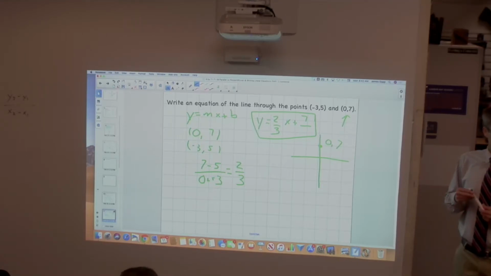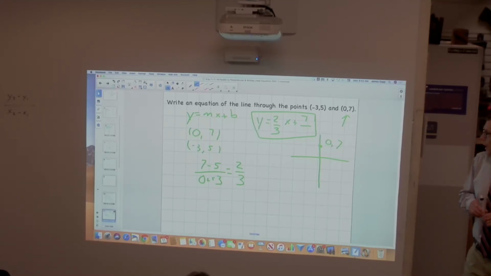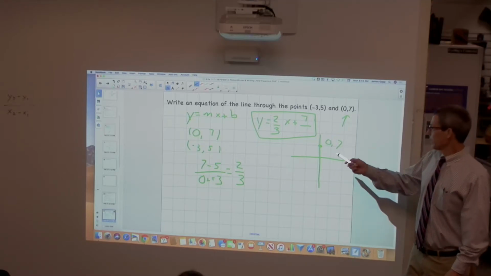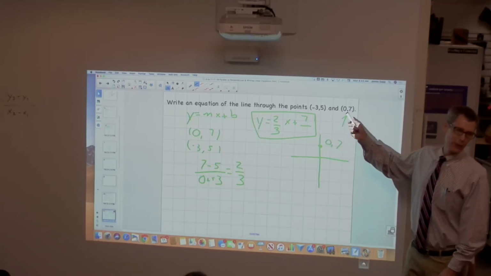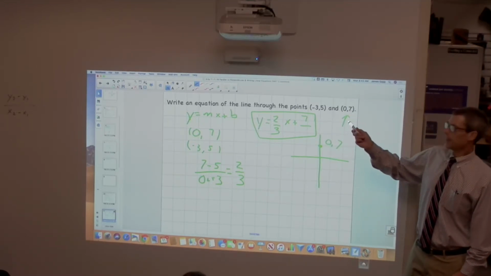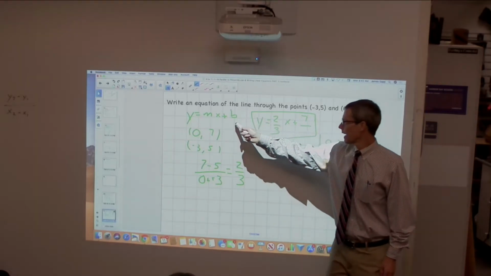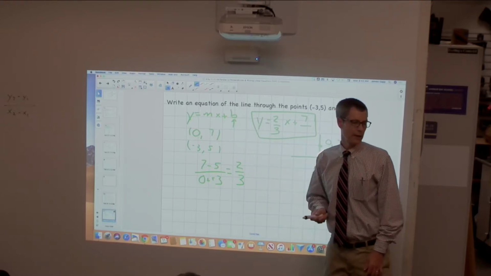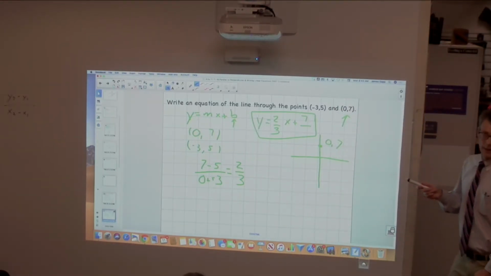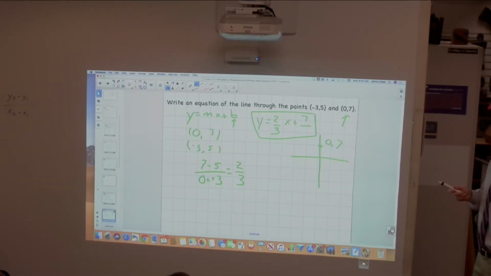How did you pull this? Oh, great question. Because this point that I gave you very conveniently is (0, 7). And (0, 7) is the y-intercept, which just happens to be b. It is b. The y-intercept is b. Does that make sense? Yeah.